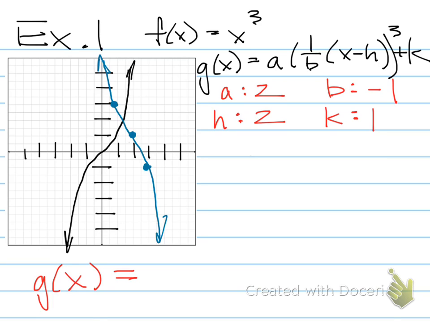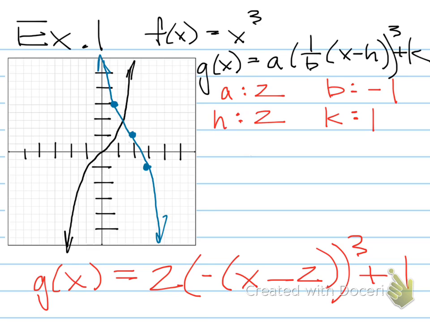So our equation should be g of x equals a, which is 2, times the quantity 1 over -1, which is -1 or negative, and then parentheses x minus h, which is x minus 2, cubed, and then plus k. k is 1, so +1.